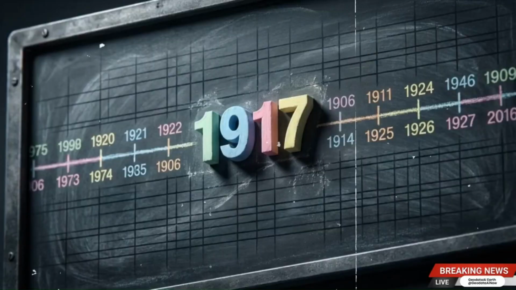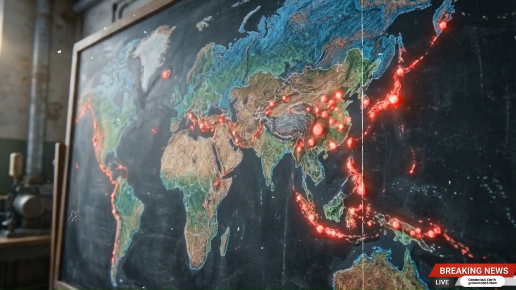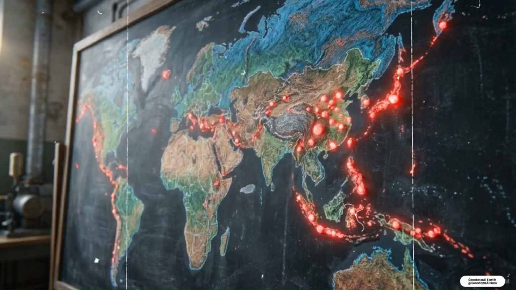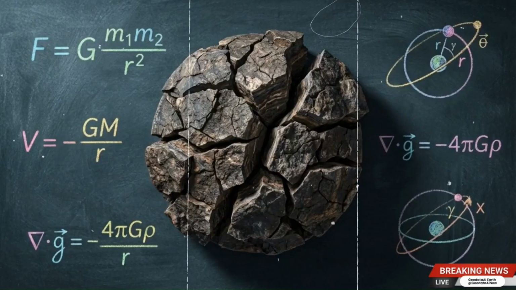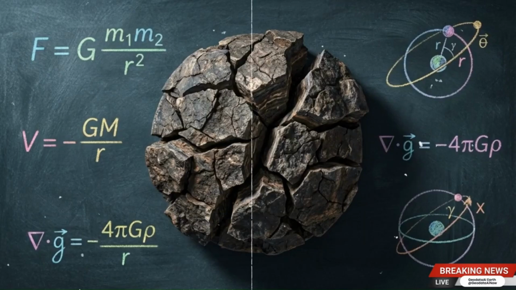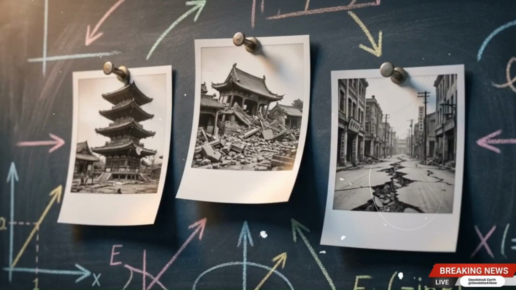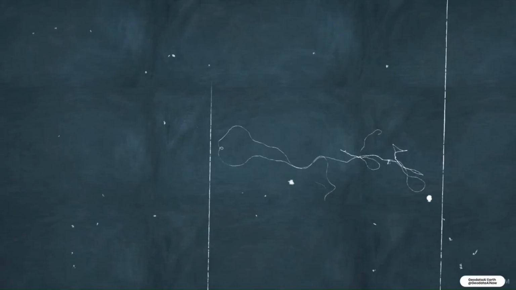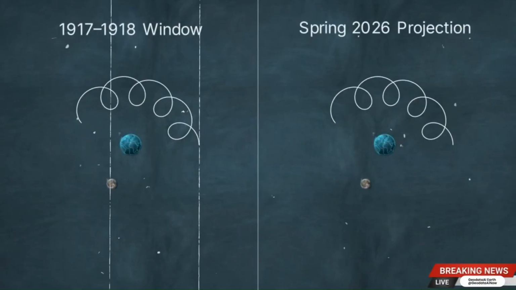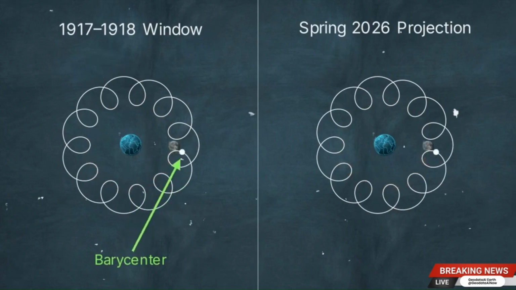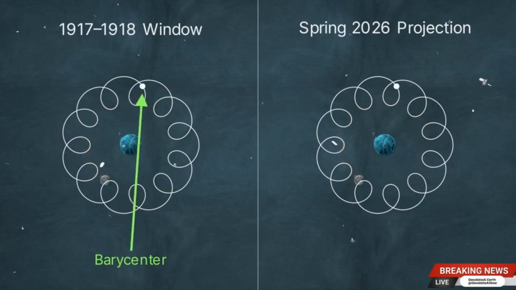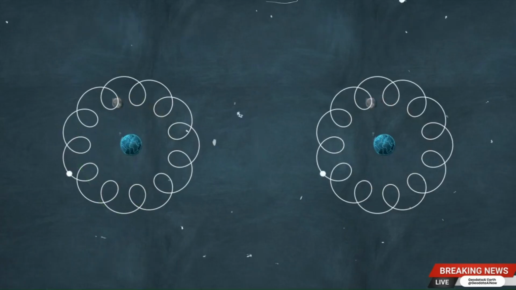We begin by shifting the temporal data log to analyze the global seismic cluster that occurred between August 1917 and February 1918. During this brief 6-month window, extreme structural failures occurred across multiple tectonic boundaries, triggering massive sequential ruptures in China, Japan, and Indonesia. This split-screen model maps Earth, Moon, Sun barycenters during these historical ruptures against current projections. A barycenter is the exact center of celestial bodies orbit around.